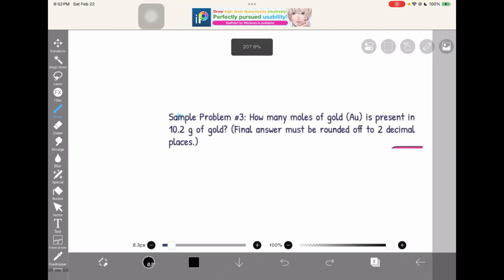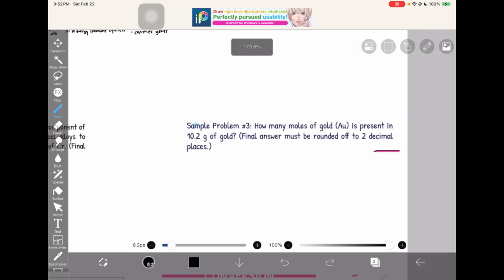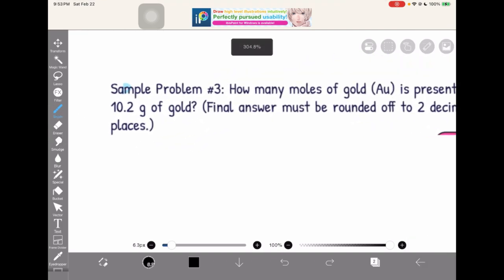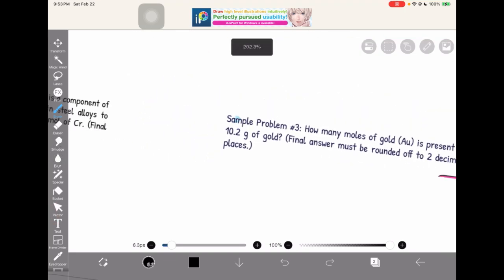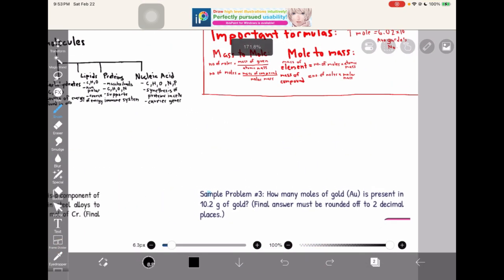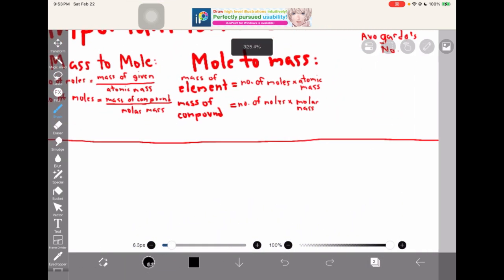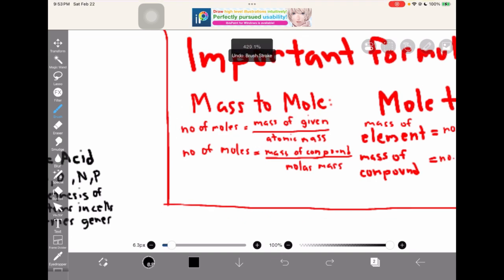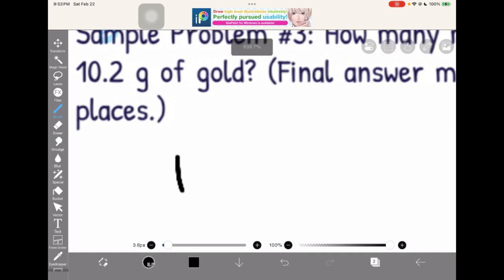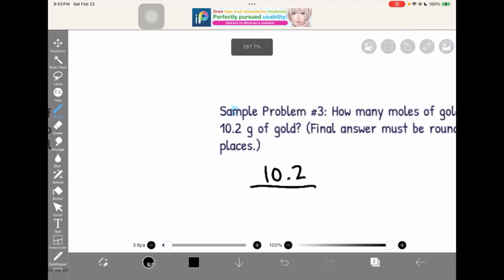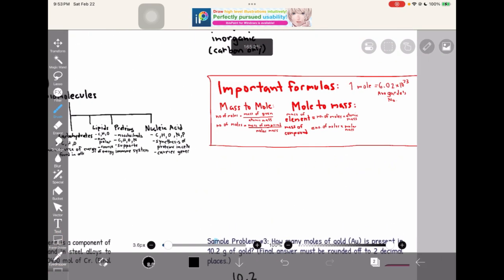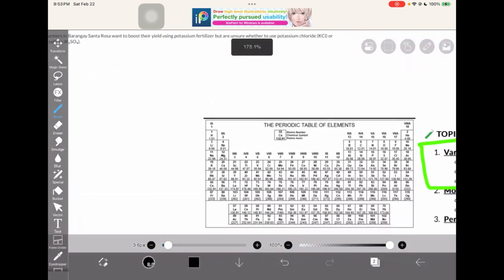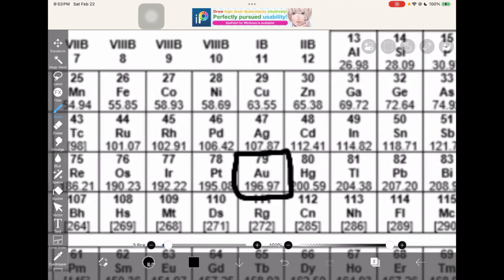Sample problem number 3. We want to find how many moles of gold are present in 10.2 grams of gold. Remember to round off to 2 decimal places. First and foremost, we are given 10.2 grams of gold. Gold is definitely an element, so we need to go from mass to mole. For the given, the mass of the element is 10.2 grams. Then we need to find the atomic mass, which is a fixed value. So you need to find Au, which is here, which is 196.97.